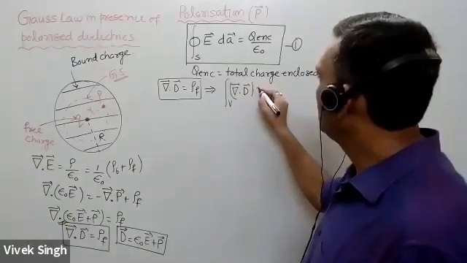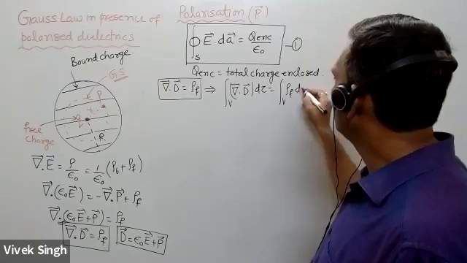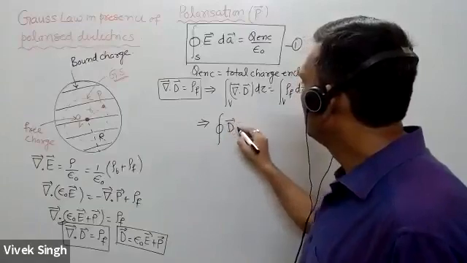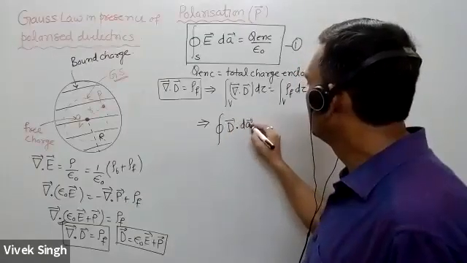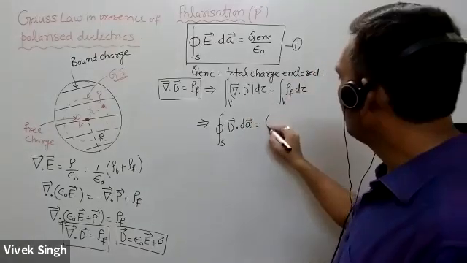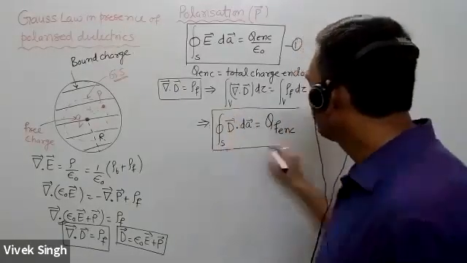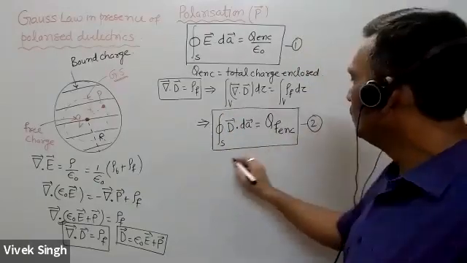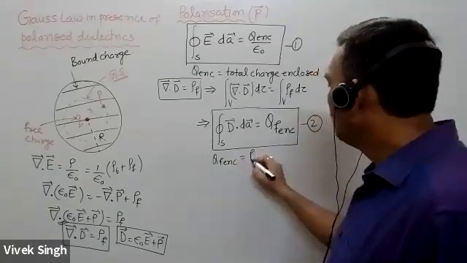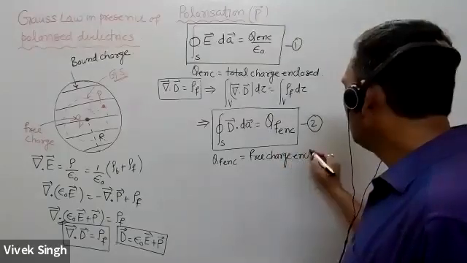This is the volume integral of divergence D d tau, equal to the volume integral of rho F d tau. The left side gives closed integral D dot dA, and we can write rho F d tau as the free charge enclosed. Must remember this point: Q F enclosed is only the free charge enclosed.